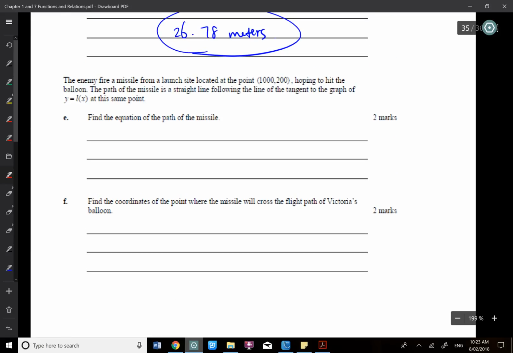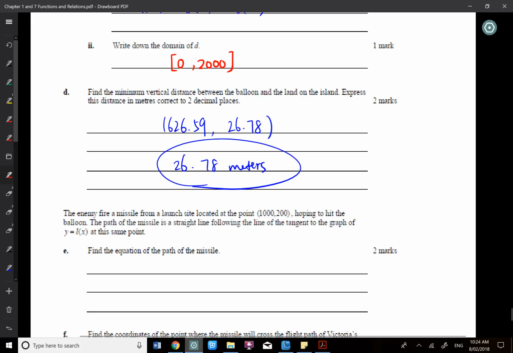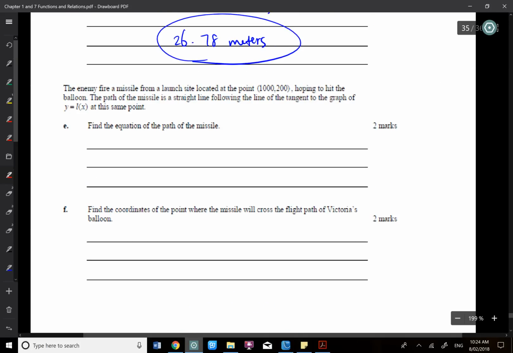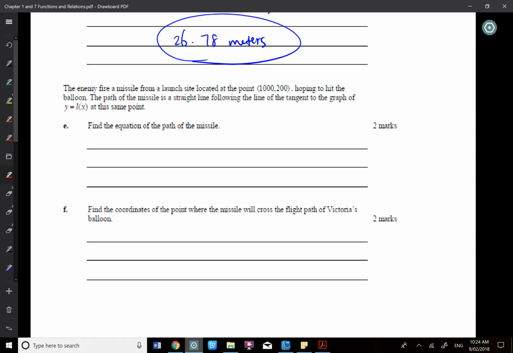Okay, next one. The enemy fires a missile from the launch site located at the point (1,200), hoping to hit the balloon. The path of the missile is a straight line following the tangent of the graph y equals Lx at the same point. Let's have a look. Where's 1,200? Okay, the enemy is here. It says located at the point, like you must be on the island and fire something. You can't be in the air and then fire something, so you must be located on the island.